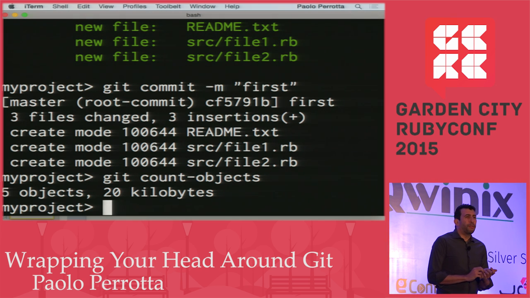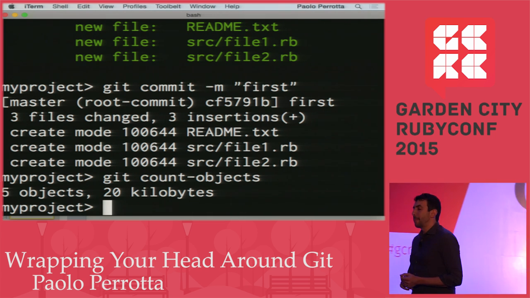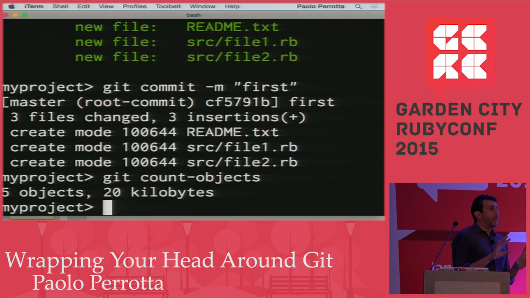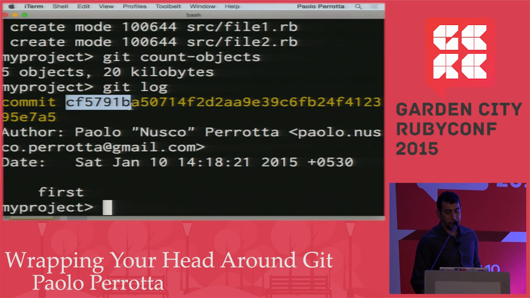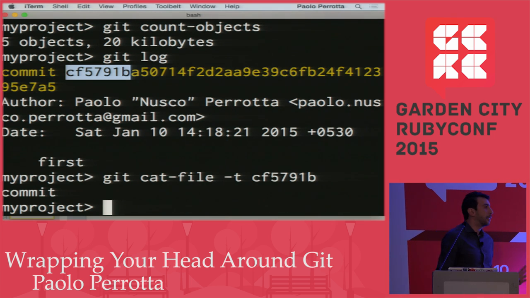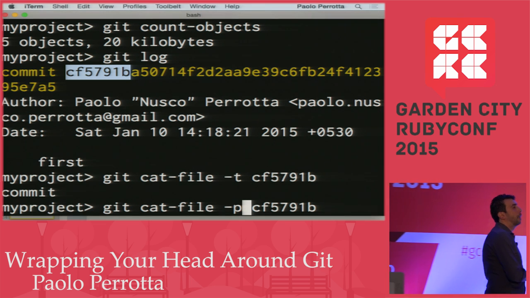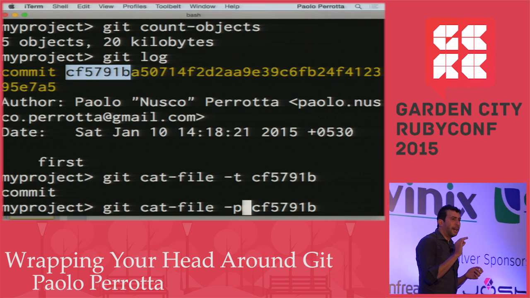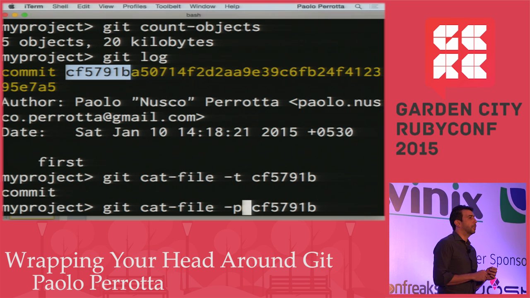Okay, now the question is, why 5? Let's see. I will be using git cat-file again, okay? If I say git log, it shows me the commit. And the commit has a hash. Now, what happens if I say git cat-file minus t, it's going to say it's a commit, sure. What happens if I say git cat-file minus p? What's in a commit? I'm talking about the implementation of a commit in Git. What do you expect to find in there?